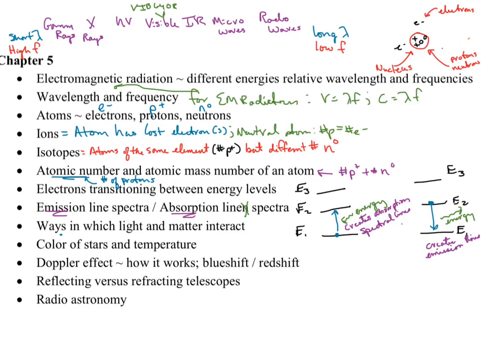Ways in which light interacts with matter have some possibilities. Light can be emitted, light can be transmitted through the matter, light can be absorbed, or light can be scattered or reflected.